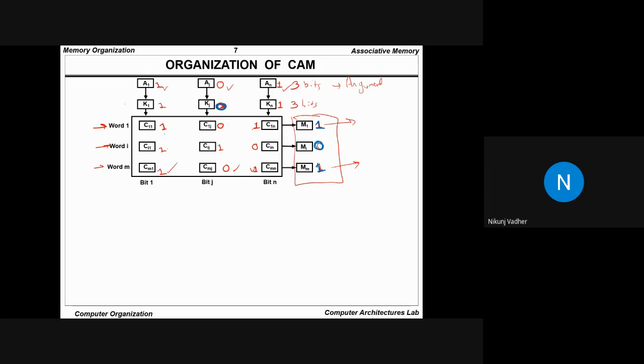Clear till now? All of you clear till now? Okay.